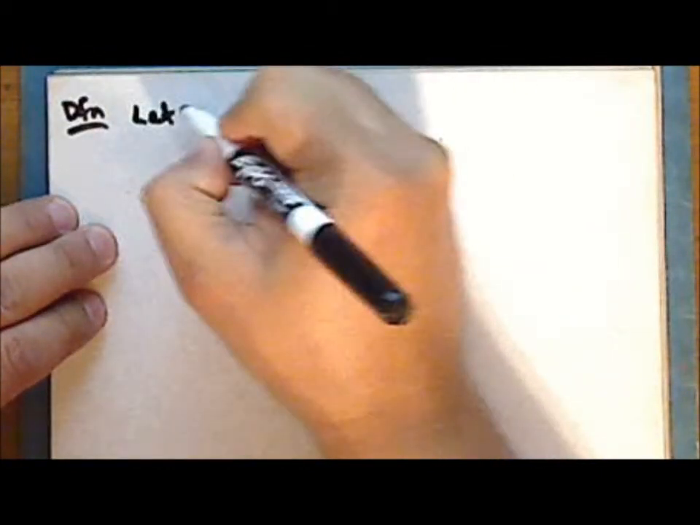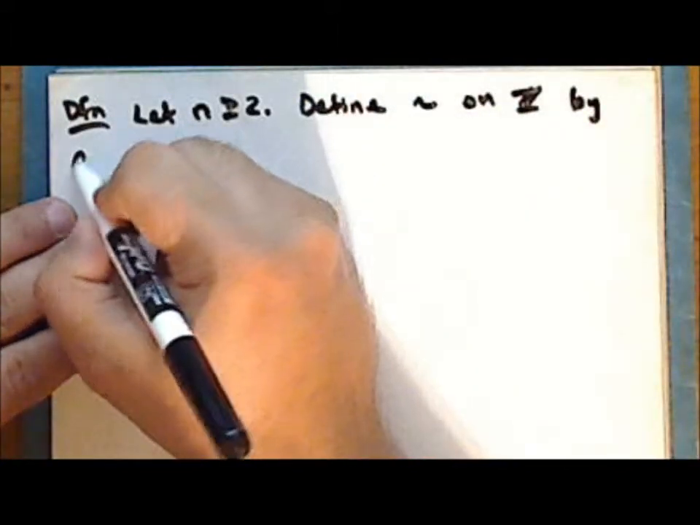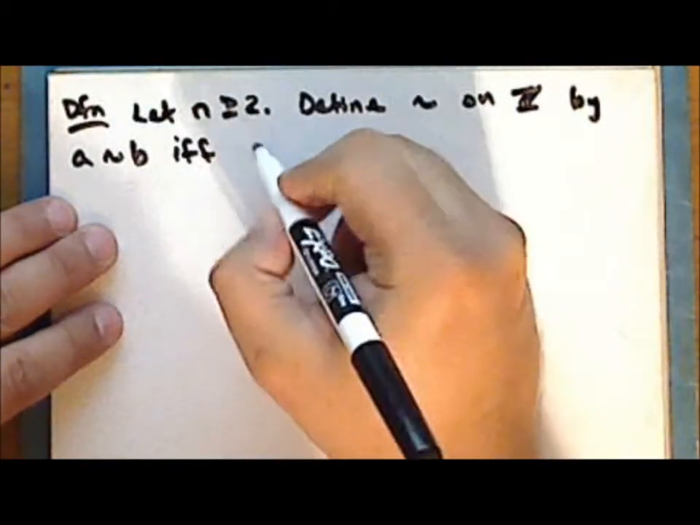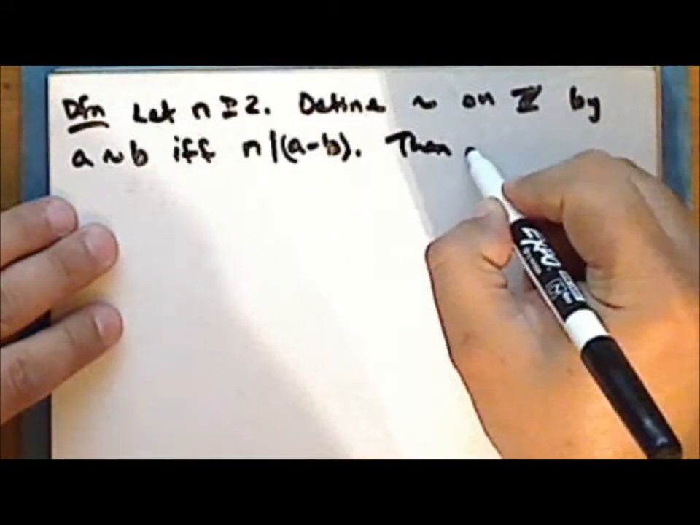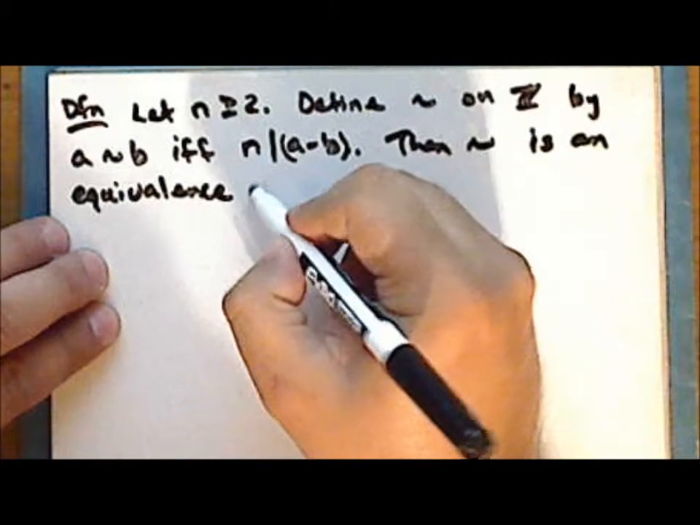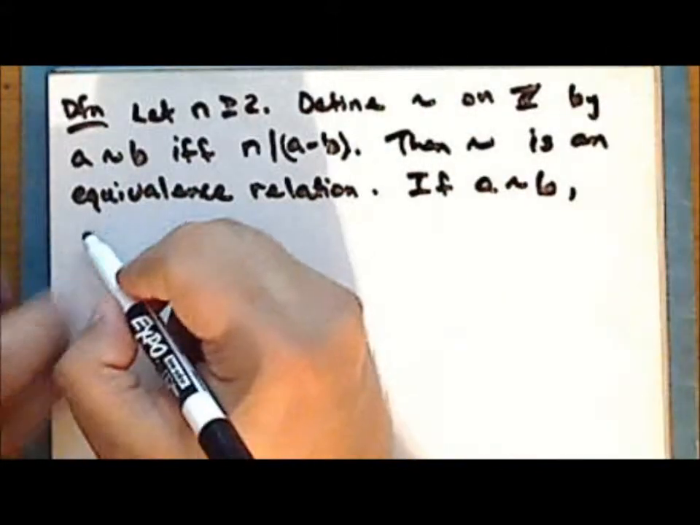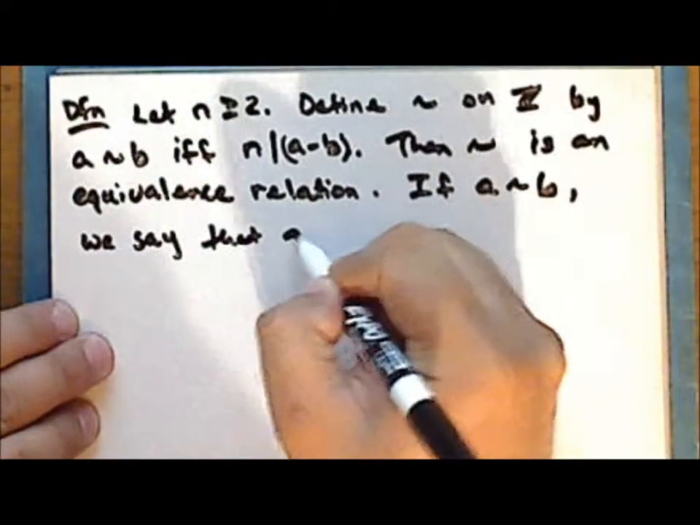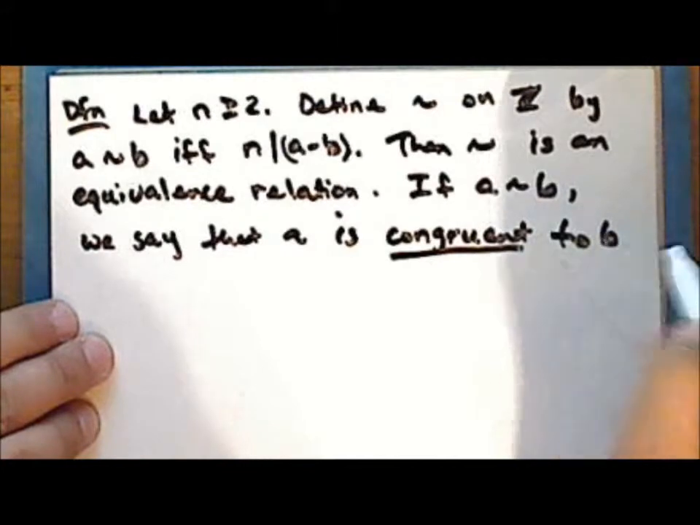Okay, so we're ready to look at congruence. Let the integer n be a positive integer greater than or equal to 2. And we will define a relation on the set of integers by a is related to b if and only if n divides a minus b. Then the relation is an equivalence relation. And if a is related to b, we say that a is congruent to b modulo n.